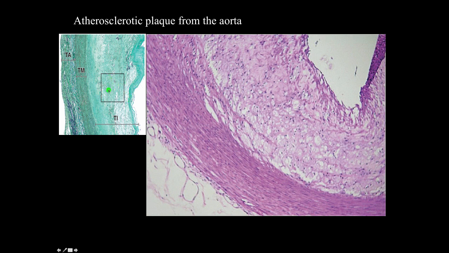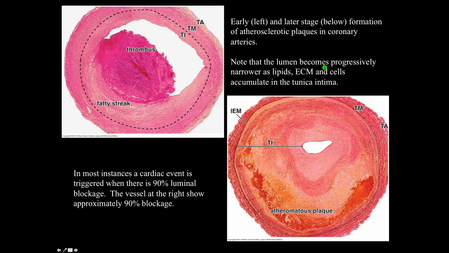And so this is a low power micrograph of this atherosclerotic plaque in the tunica intima. This happens to be in the aorta. Here's a higher power histological view. You can see lots of extracellular matrix material in here. You can see these large foam cells. So this is tunica intima. It's very much expanded.